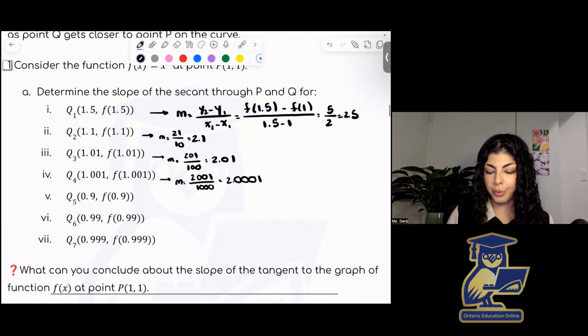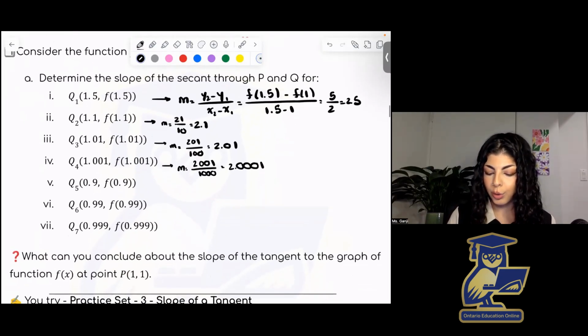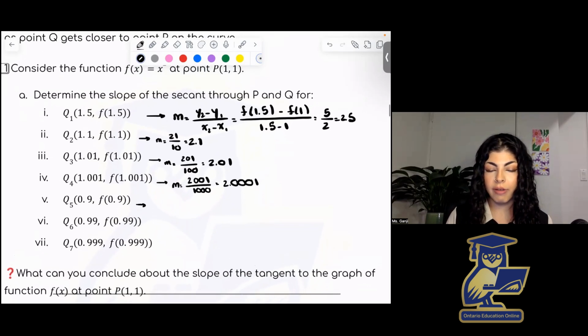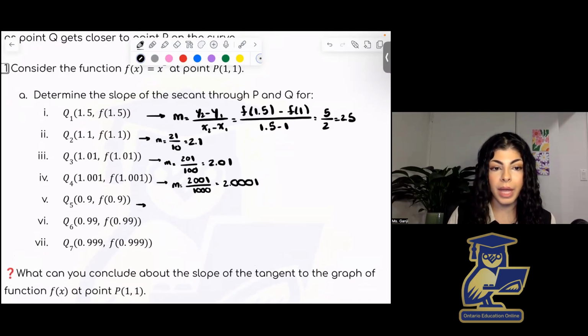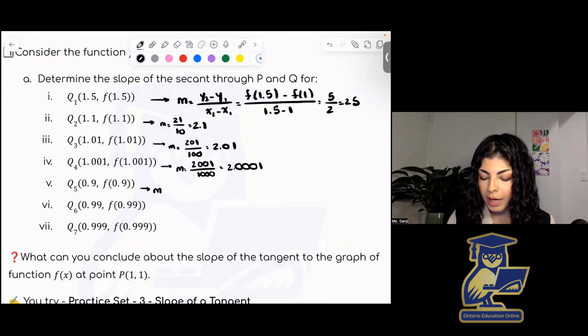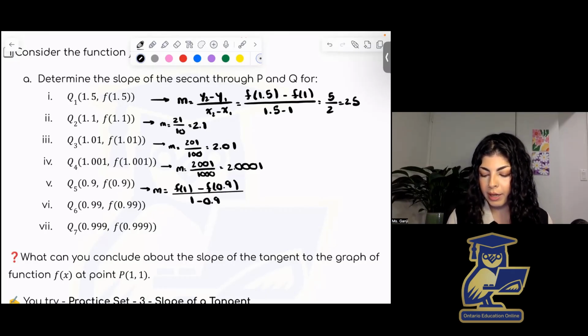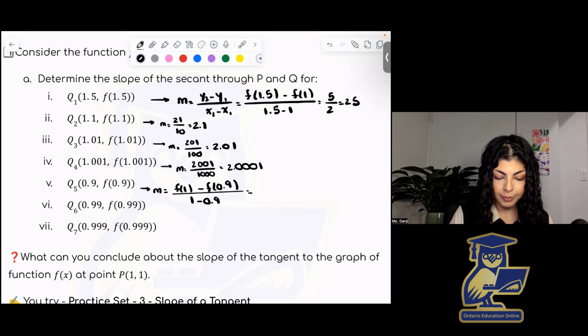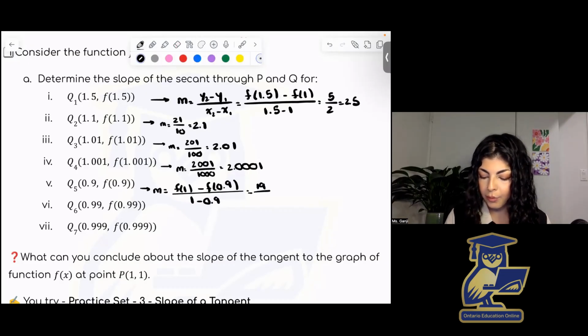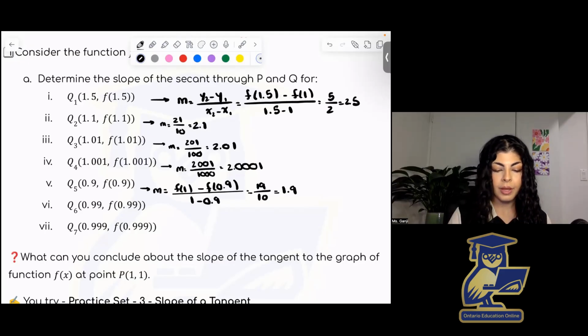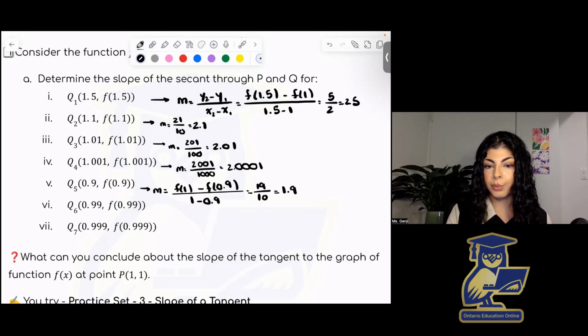So for the first three, you should have got these now. And I just wanted to show you briefly this one because I'm actually, again, going to change the order of x1 and x2 so that I end up with a positive outcome. So here, I'm just going to do m as this time 1 squared, or f of 1 minus f of 0.9 over 1 minus 0.9. And so if I try this, I should get 1.9 over 10, or 1.9. Okay, so try the next two and we'll be back shortly.